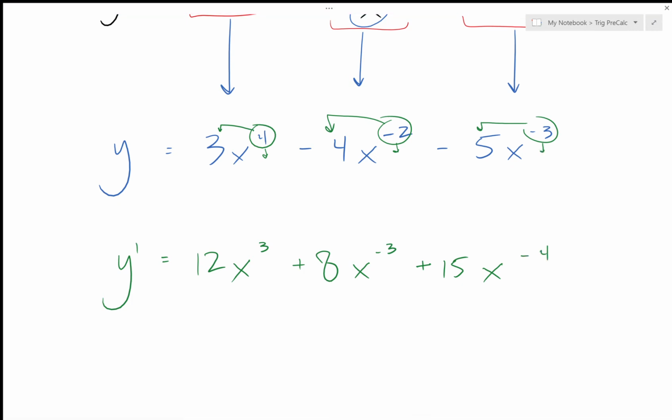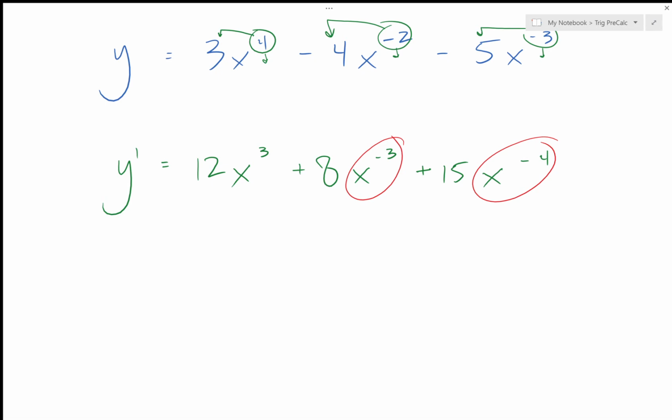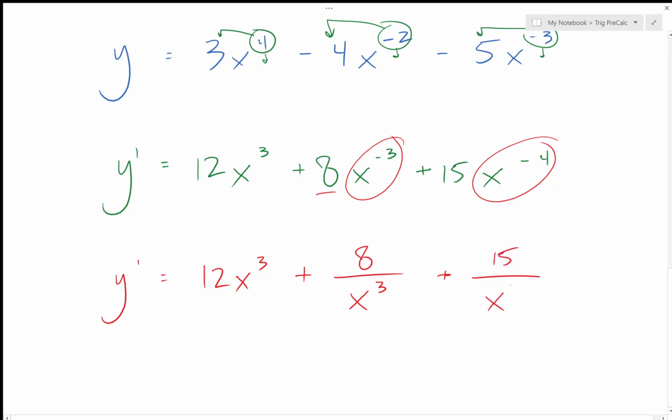All right, so we're almost done. We just want to rearrange it. These two things are both negative exponents. That means we need to bring them back underneath the fractions. So the first one gets left alone. The next one's plus 8 stays on top, x to the positive 3 now on the bottom. Plus 15 on top, x to the positive 4 on the bottom.